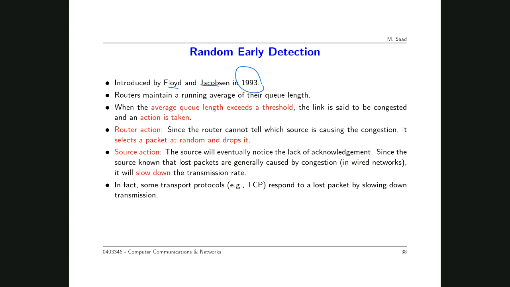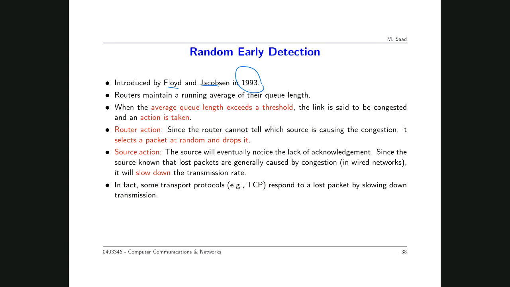Now, if the router notices that the buffer is empty, it does not have too many packets waiting. It means that the outgoing link is not congested. Oppositely, if the router notices that the buffer has a lot of packets waiting in the queue, waiting in the buffer to be sent, this is an indication that the outgoing link is congested.